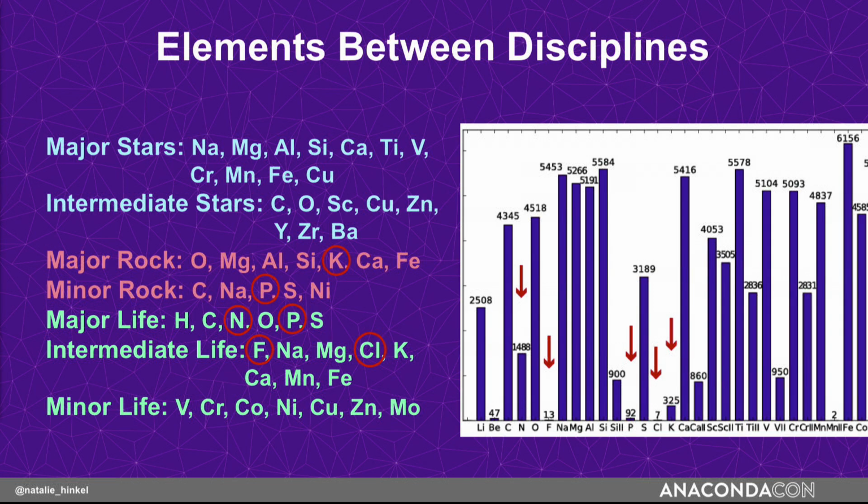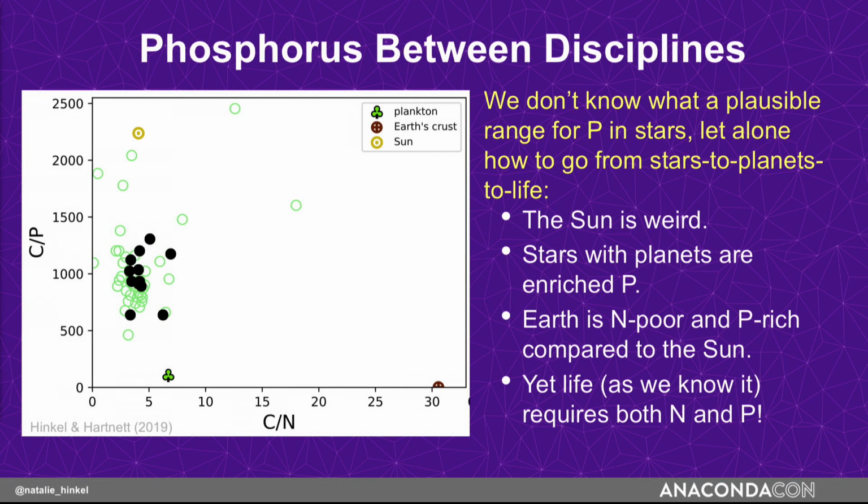So this is actually a problem that I started working on with a collaborator, Hillary Hartnett. She's at Arizona State. She's an oceanographer, and so what we started doing is I tried to collect as many phosphorus abundance measurements in stars as I could. We have 92 stars that have phosphorus measured in them, 92. So we're like, okay, what can we do with this?